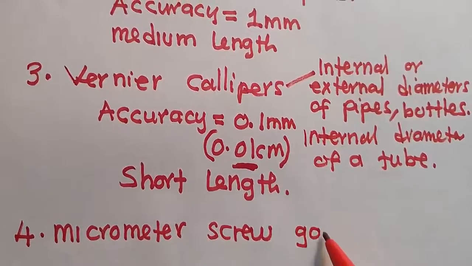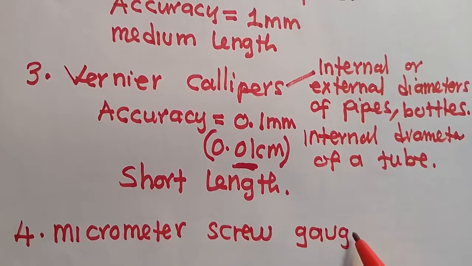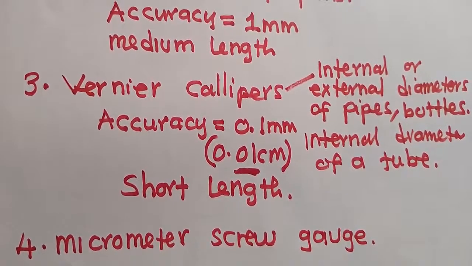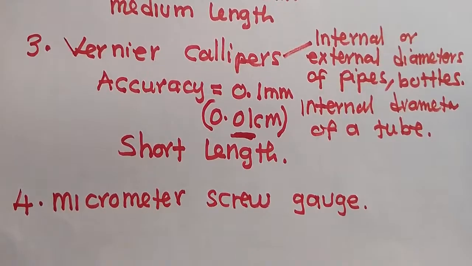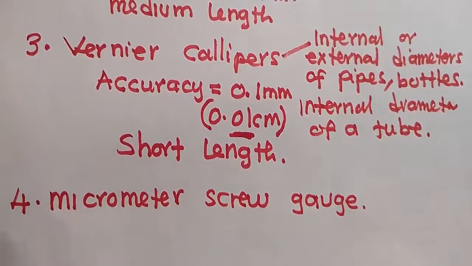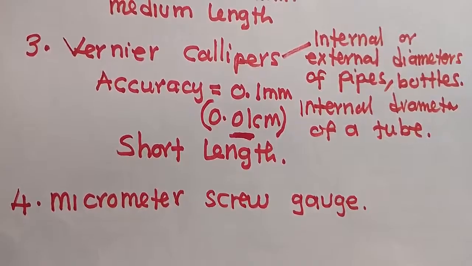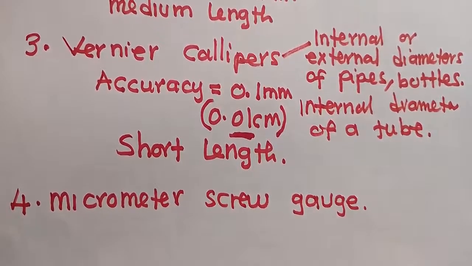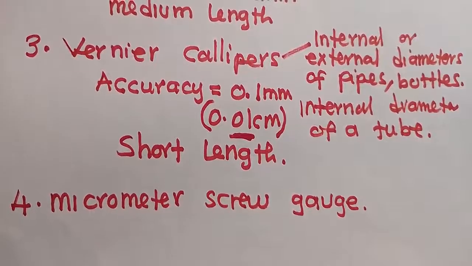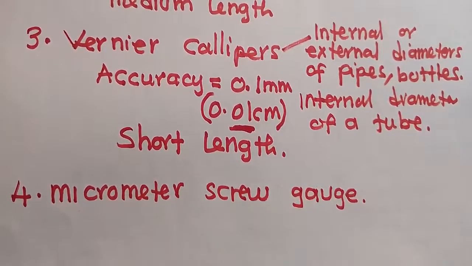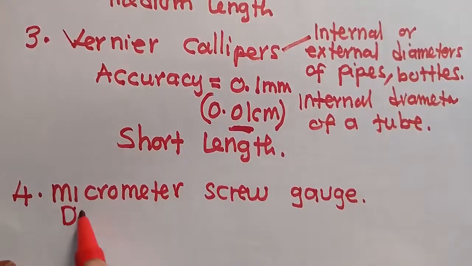Hope we are able to see. It is called a micrometer screw gauge. This is the fourth one. So if you are told, what is a micrometer screw gauge? This is an instrument that is more sensitive than any other instrument that we have on earth. Because this one will measure the diameter of what? Of hair.